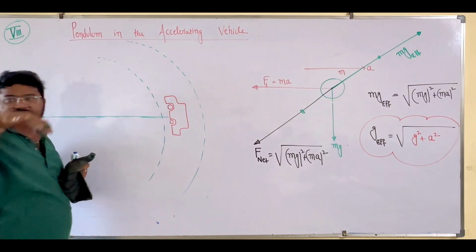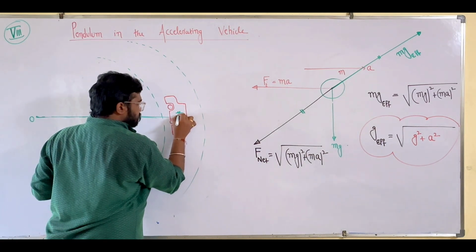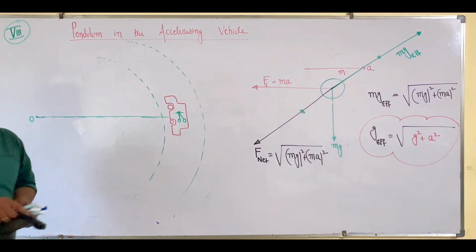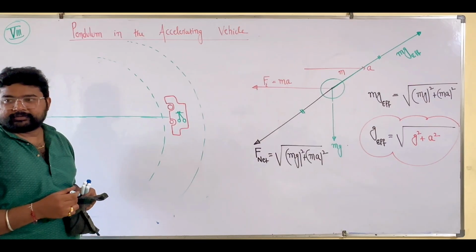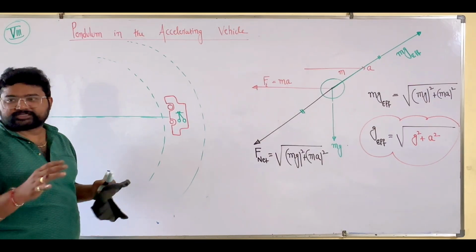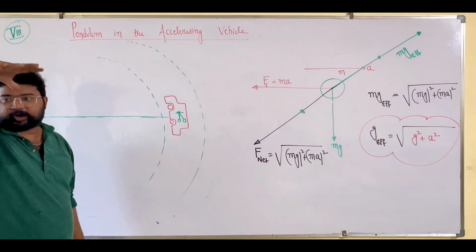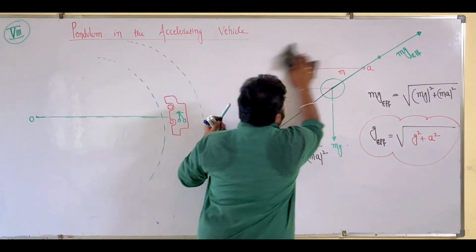Here we need to see from the top. Here to here, this is the pendulum oscillating in the car. Are you following? So we need to see from the top view. Clear? So now this part is completed.